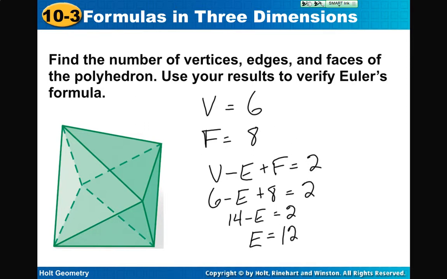Finish solving in a different way if you want. 12 edges. There's 4 going around the middle, 4 going up, and 4 going down. That would be 12. So that's another way you can use the formula, to find the missing count. All right, that's one formula related to 3-dimensional shapes.